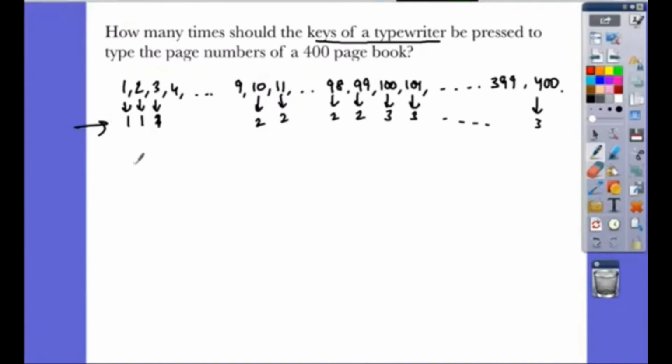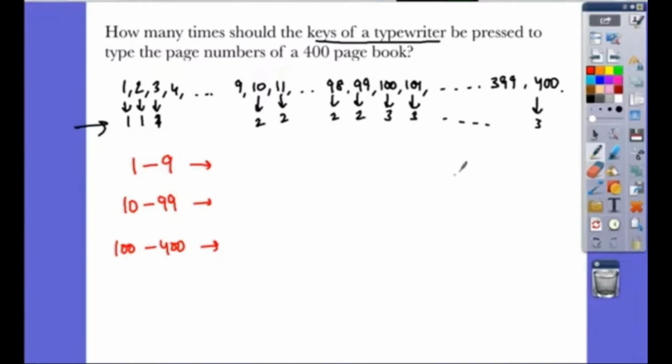Let's divide them according to the number of digits. 1 to 9 are single-digit numbers. 10 to 99 are 2-digit numbers. You'll have to click twice for them. 100 to 400 are 3-digit numbers. Let's see how many numbers there are in each group and multiply.